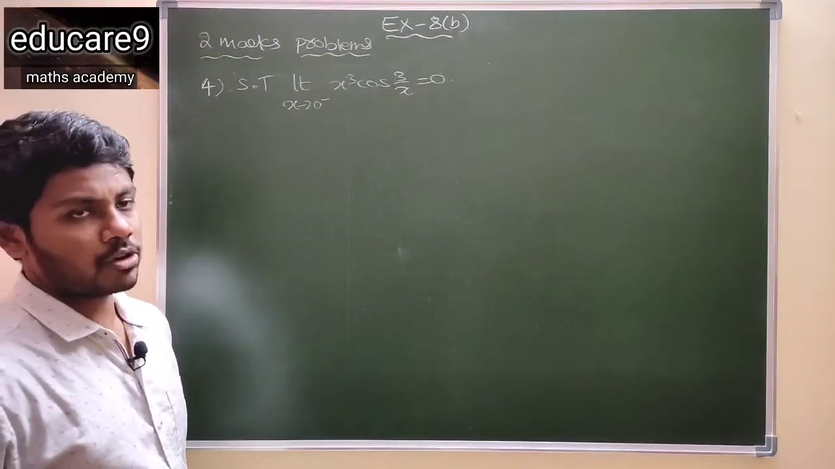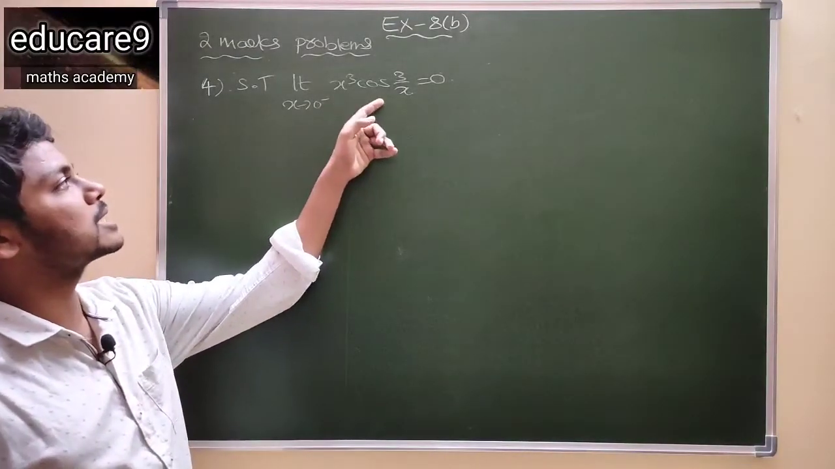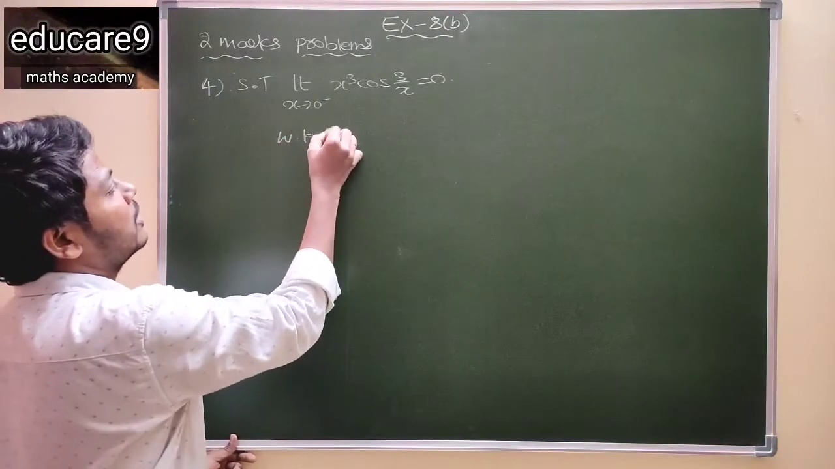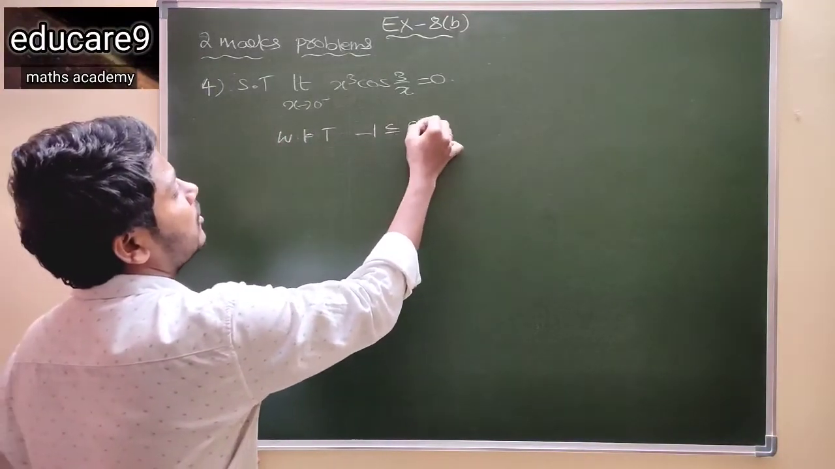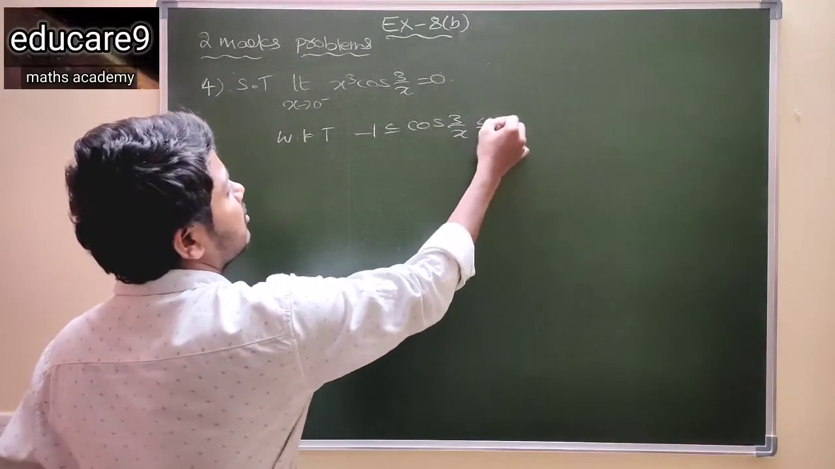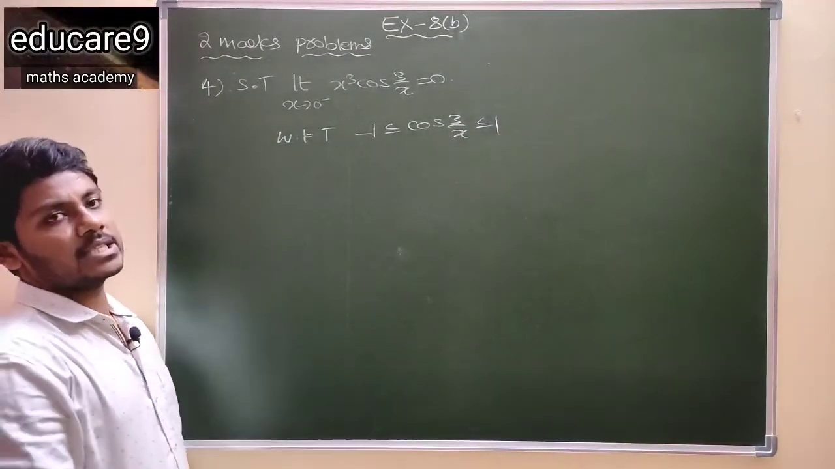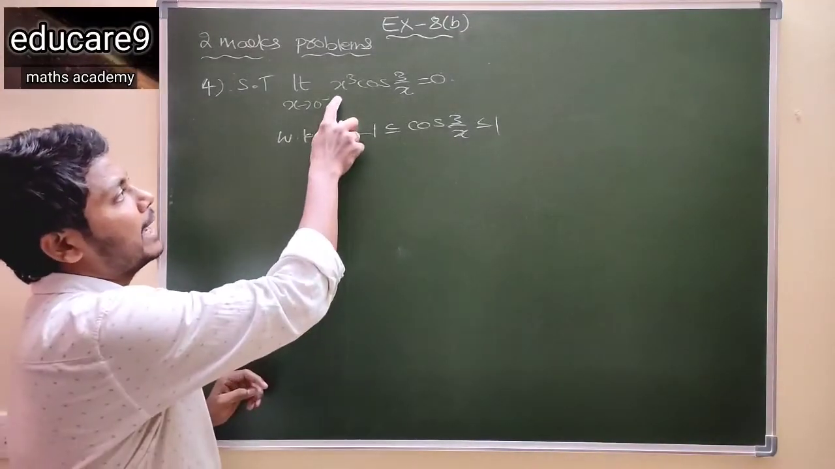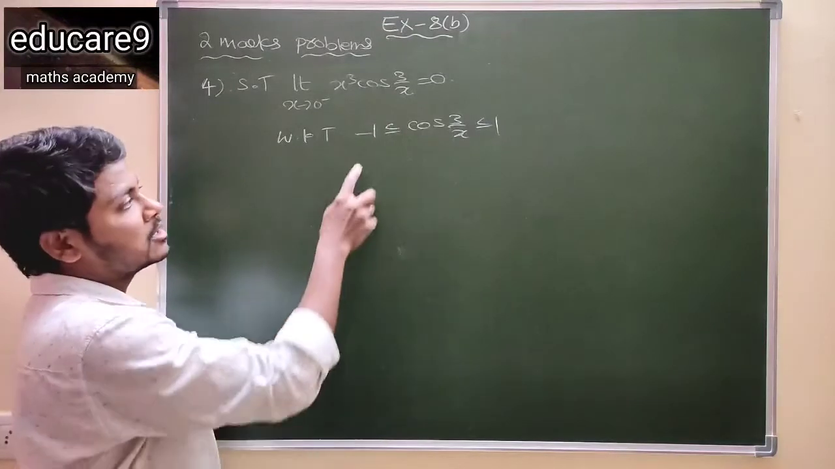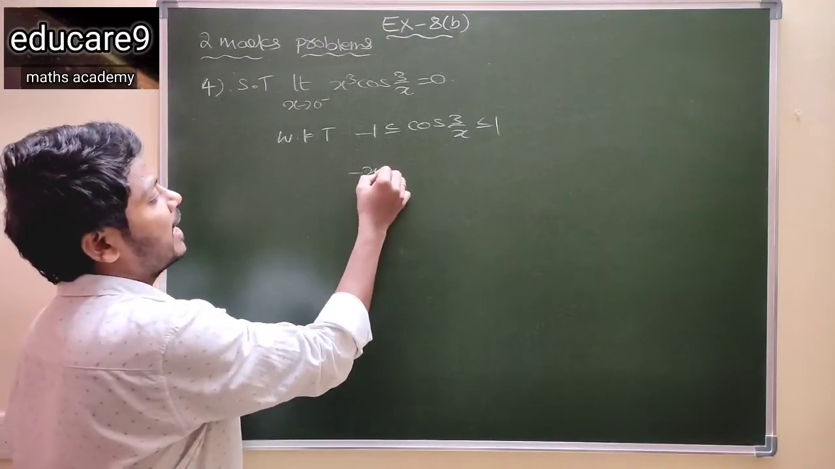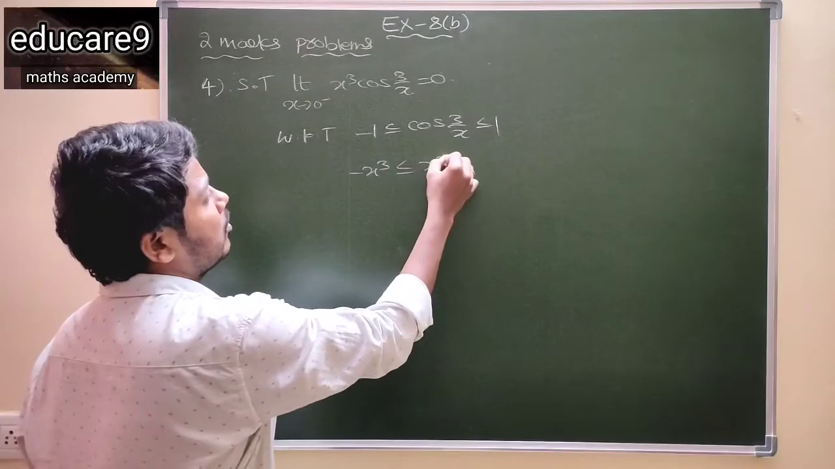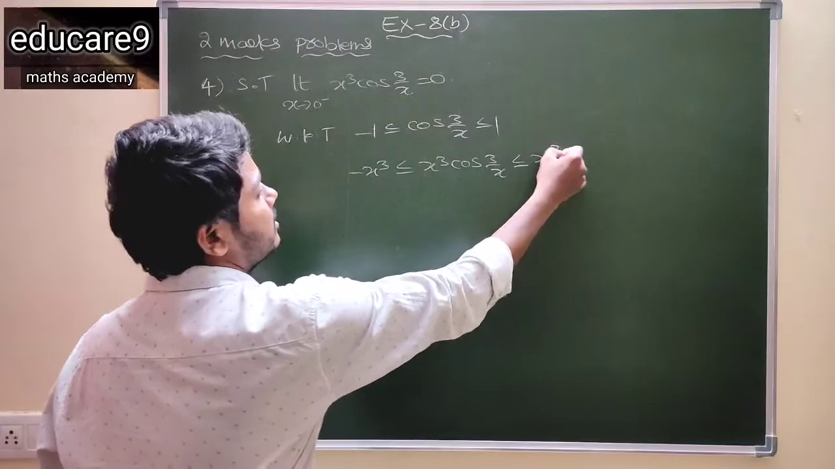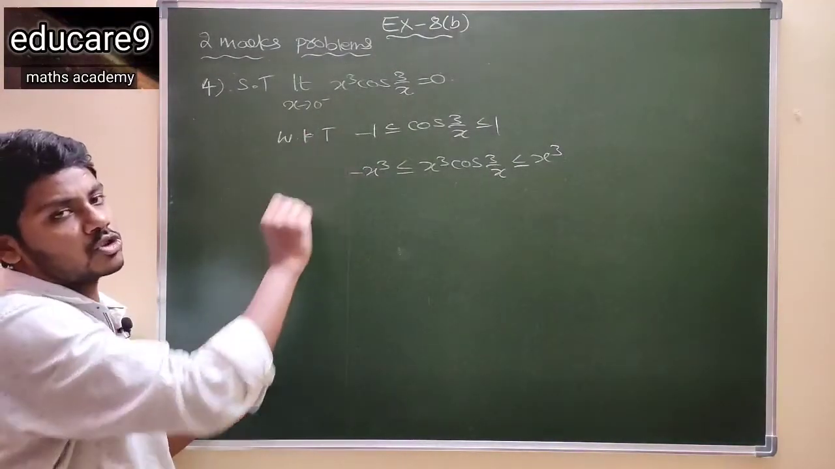So see question number 4: limit x tends to 0 minus x cube cos 3 by x. Now you know that minus 1 is less than or equal to cos 3 by x, which is less than or equal to 1. So clearly cos 3 by x is a bounded value; it lies between minus 1 and 1. Now x cube into cos 3 by x is there, so multiply x cube on both sides: minus x cube is less than or equal to x cube cos 3 by x, which is less than or equal to x cube. And apply the limit on both sides.